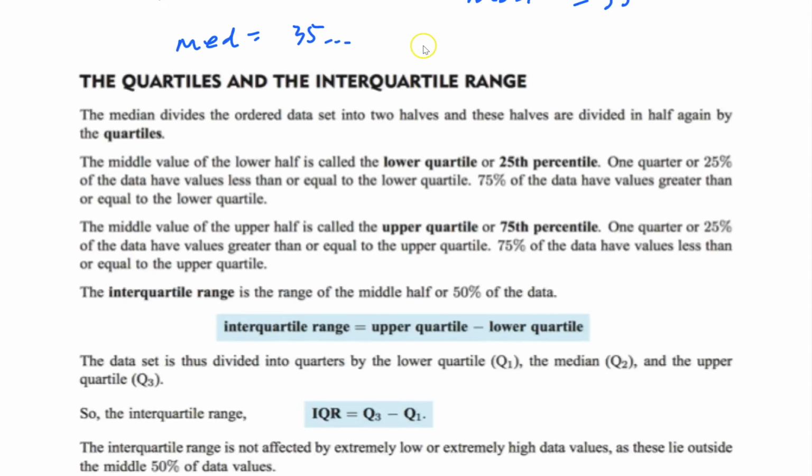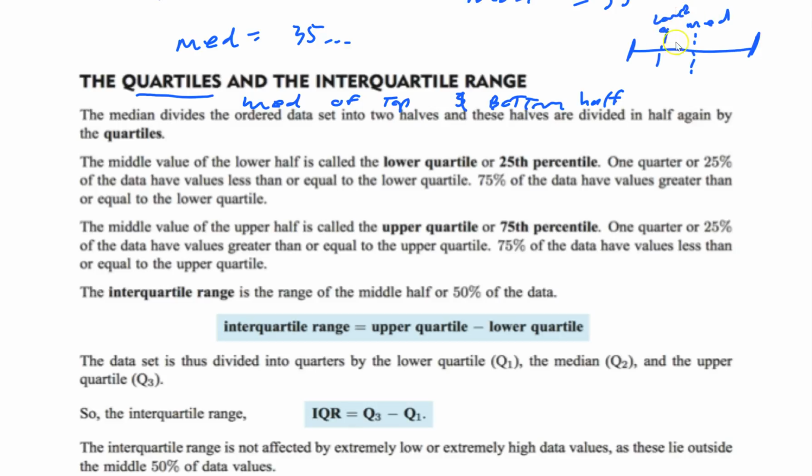Next up, quartiles. It's actually kind of important. Quartiles are the medians of the top and bottom half. So if we have our data, let's say this is our lowest, this is our highest, and right here is our median. The median of the bottom half would be our lower quartile. The median of the upper half would be our upper quartile. Also known as Q1 and Q3. Those are the numbers you saw over there.